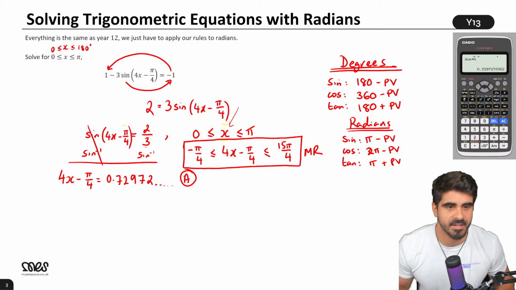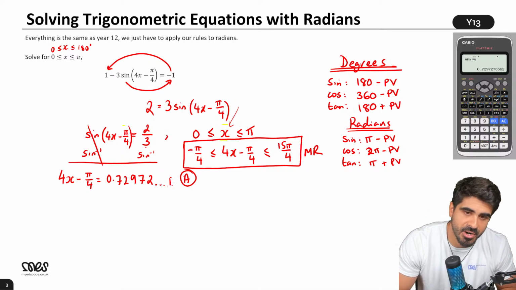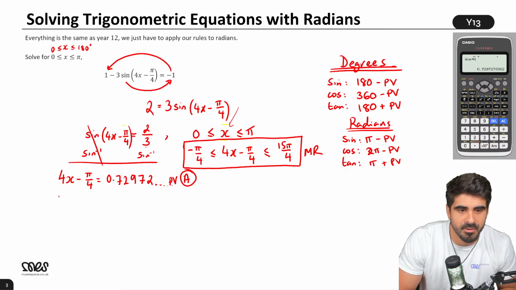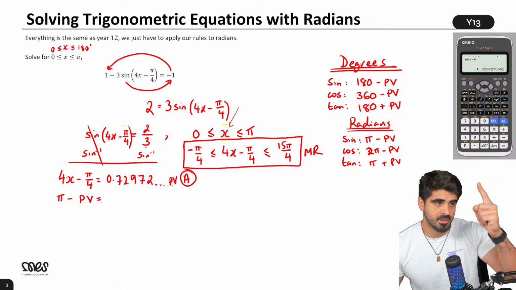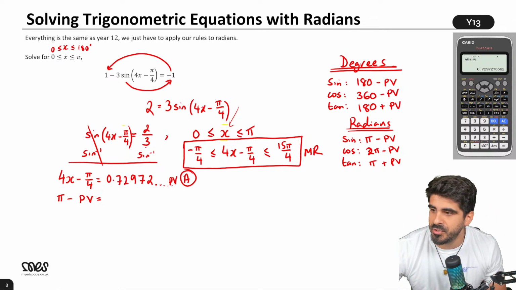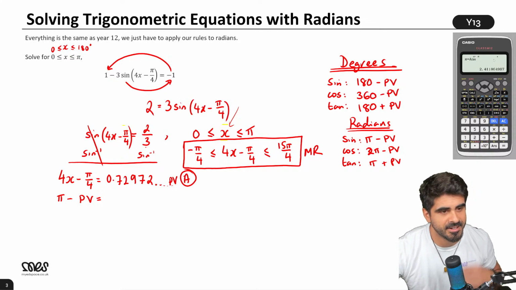That is it. So here, remember, this is our primary value. We're going to do pi minus the primary value. So you have your calculator screen. You're going to do shift pi minus answer. And now here, we are going to store it.